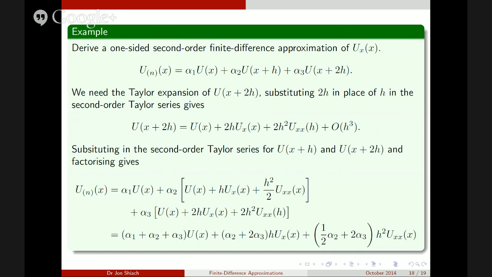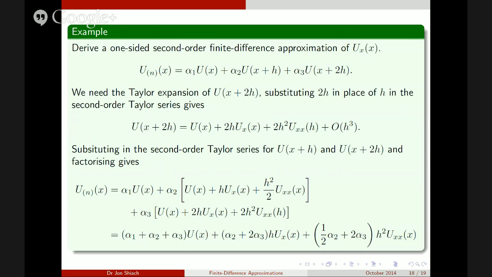To do this, we need the Taylor series expansion of x plus 2h. The Taylor series I've been using so far has just been x plus h, so now we need it for x plus 2h. If we substitute 2h in place of h, this is what we get. This is the second order Taylor series where we're stepping 2 steps to the right. We had u of x plus h with the first derivative, so therefore it's 2h, plus h squared over 2. Now with 2h, that's 4h squared over 2, which is just 2h squared. Now doing the same process, that's the standard Taylor series, second order there, and this is the one I've just derived, up here.